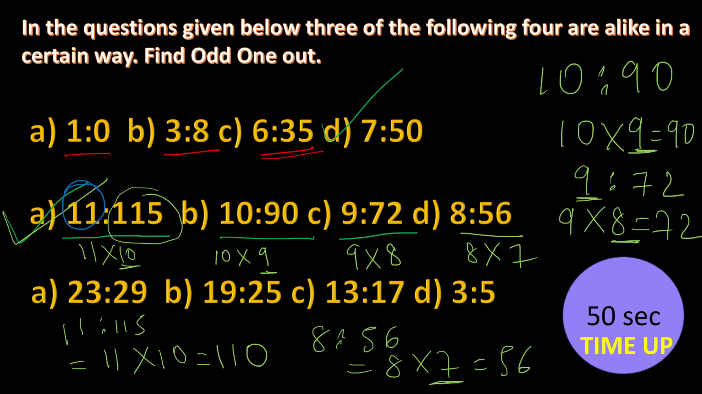So first number you will take here into 10 when you do, you will get 110. So here you will not get, correct? So go in the second this. 10, first number you will take, 10 into 9 will give you 90. Go for third one. First number into 9 you had taken here. Now decrease one number. 8 will give you 72. So you will see the pattern. But for 11 into 10 when you do, it should give 110, but 115 is there. So this becomes odd one out.